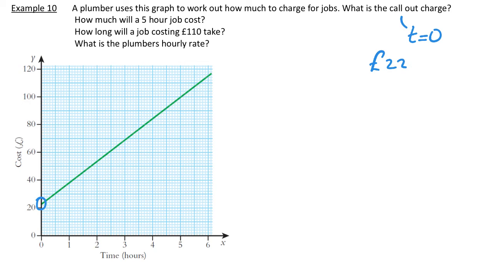How much for a 5-hour job? So what we need to do is draw a line up from 5 and then go across to the y-axis, and we can see that that's going to be £100.